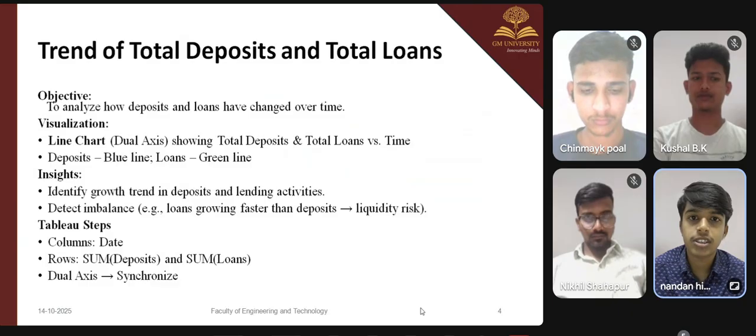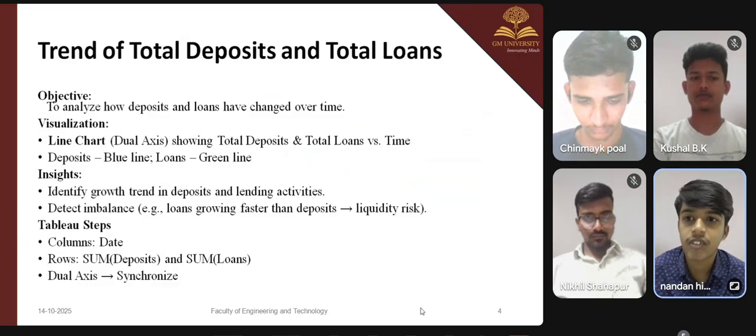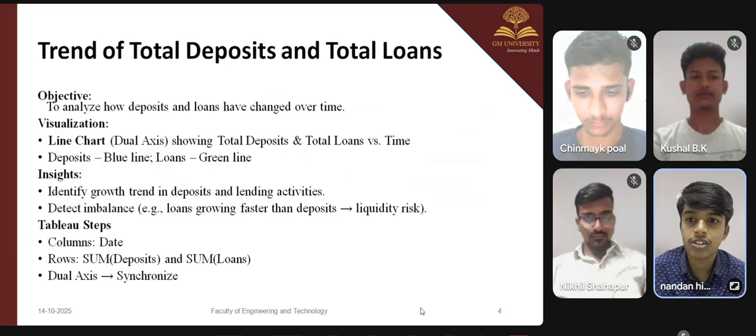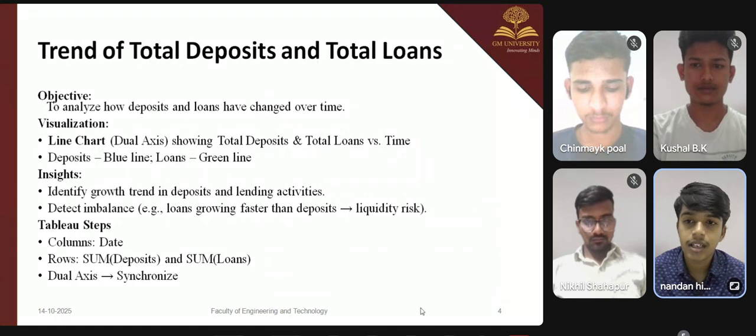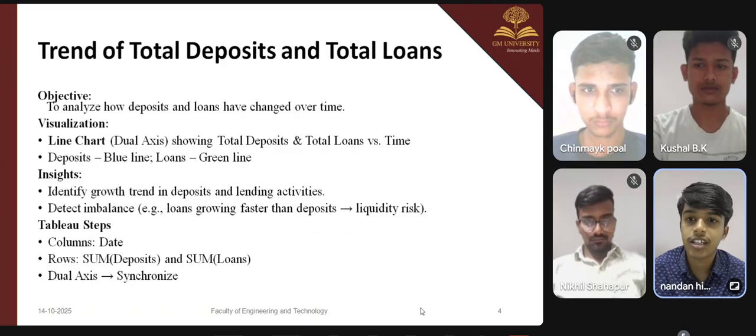Trend of total deposits and total loans. What is the trend? Here our objective is to analyze how deposits and loans have changed over time, and we visualized it through a dual-axis line chart showing total deposits versus total loans over time. In the last part, my friend Chinmay will explain how the graph is made. The insight is identifying growth trends in deposit and lending activities.